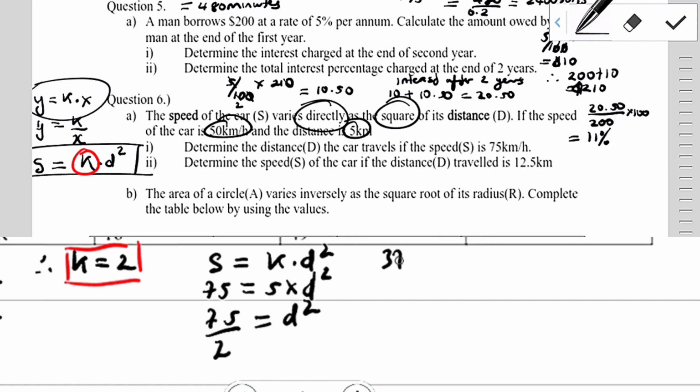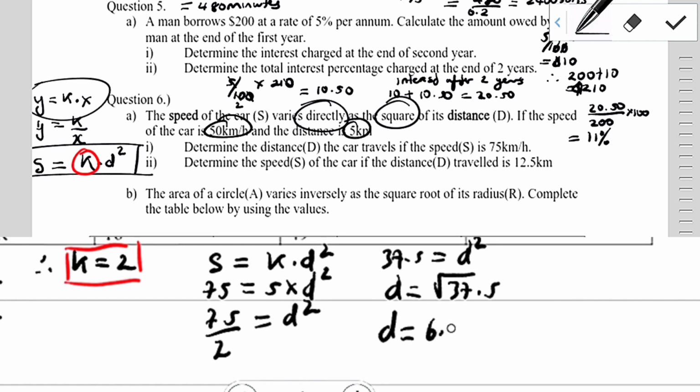So then we end up with 37.5 is in fact equal to d squared. Now naturally, if you wanted to find d, then d would have been equal to the square root of 37.5. I do have a couple of students who struggle with the difference between the square root and the square. So it's very important, guys, that you pay very close attention to whether the question is talking about the square root or the square. Remember that the square root removes the square and the square removes the square root.